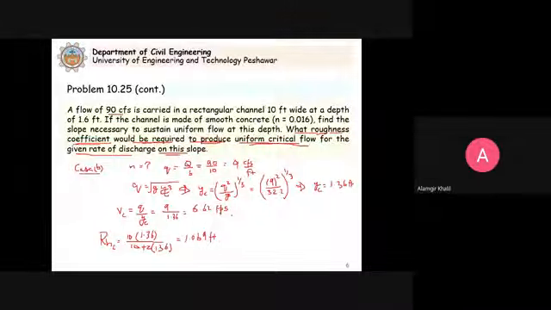So now we can apply the Manning's formula. We have the critical velocity equal to 1.486, take care of the system of units, 1.486 divided by n into RH to the power 2 by 3 into S naught to the power 1 by 2, which we already calculated in the earlier case. So when you put the values, you just solve this. The only unknown is n, so you will be able to calculate it.